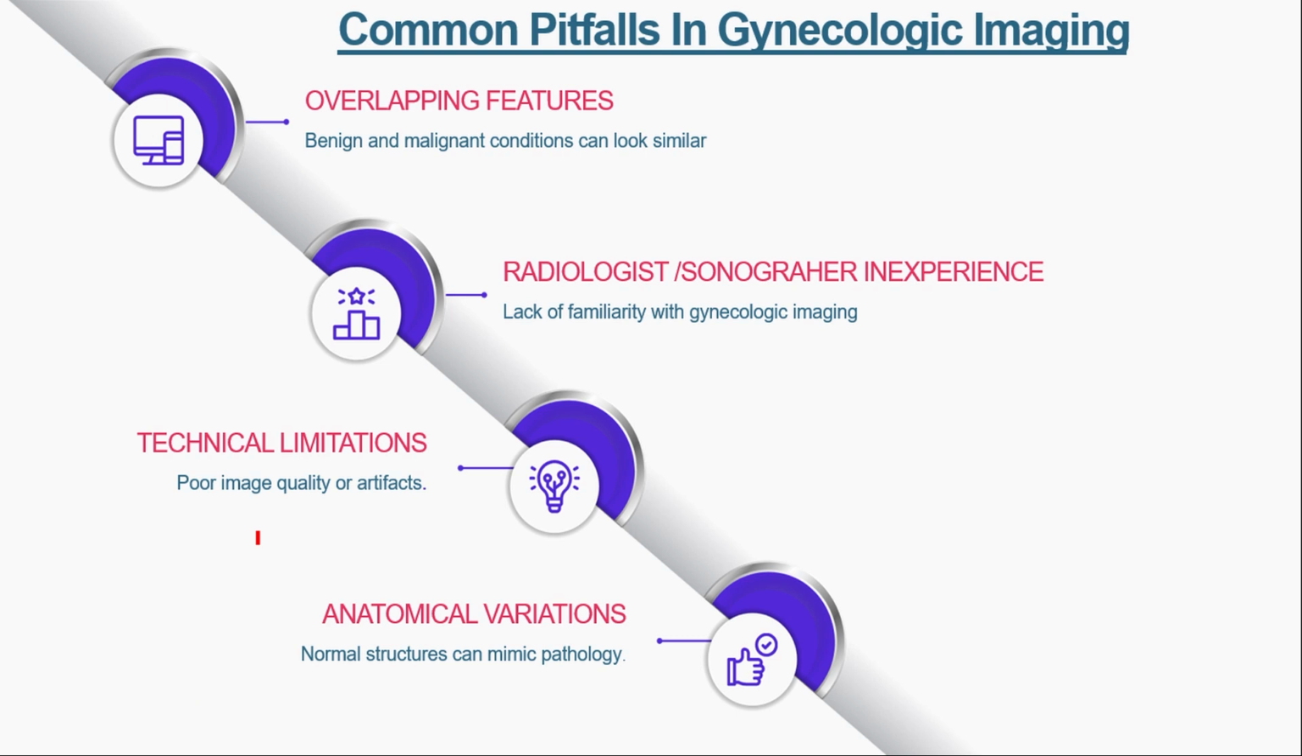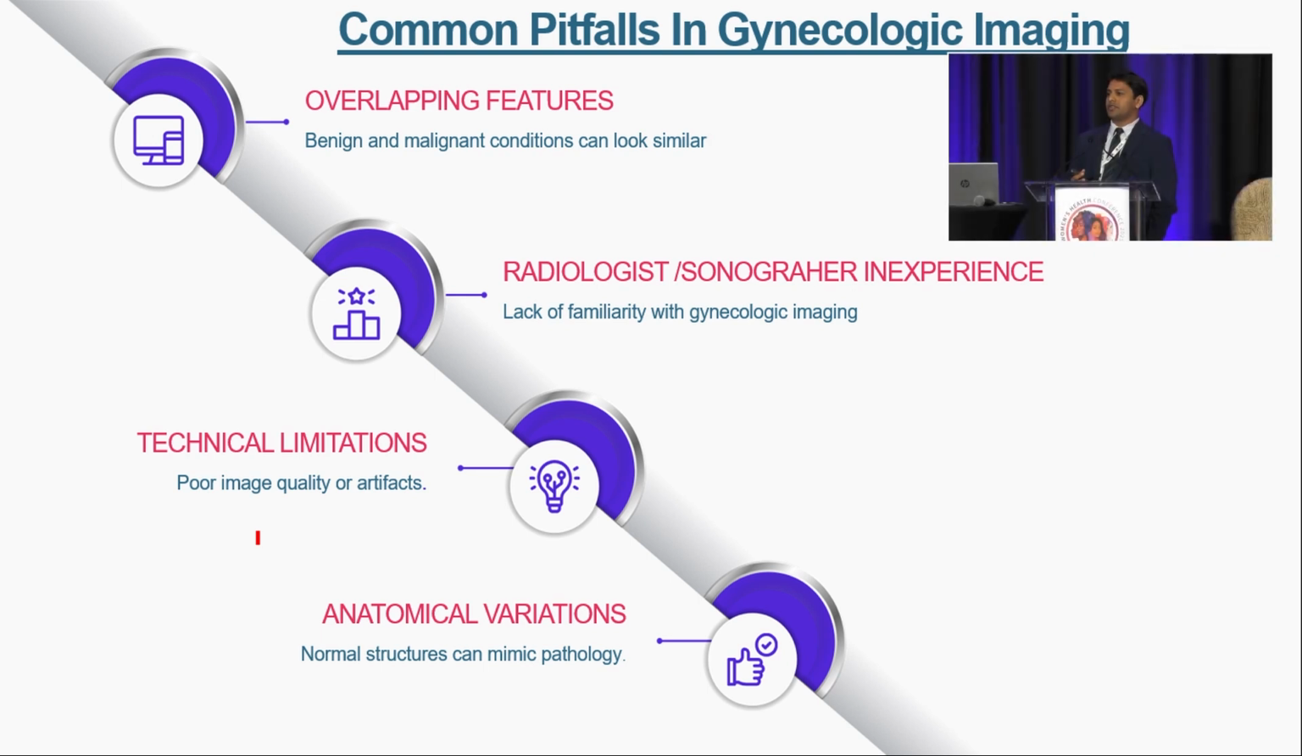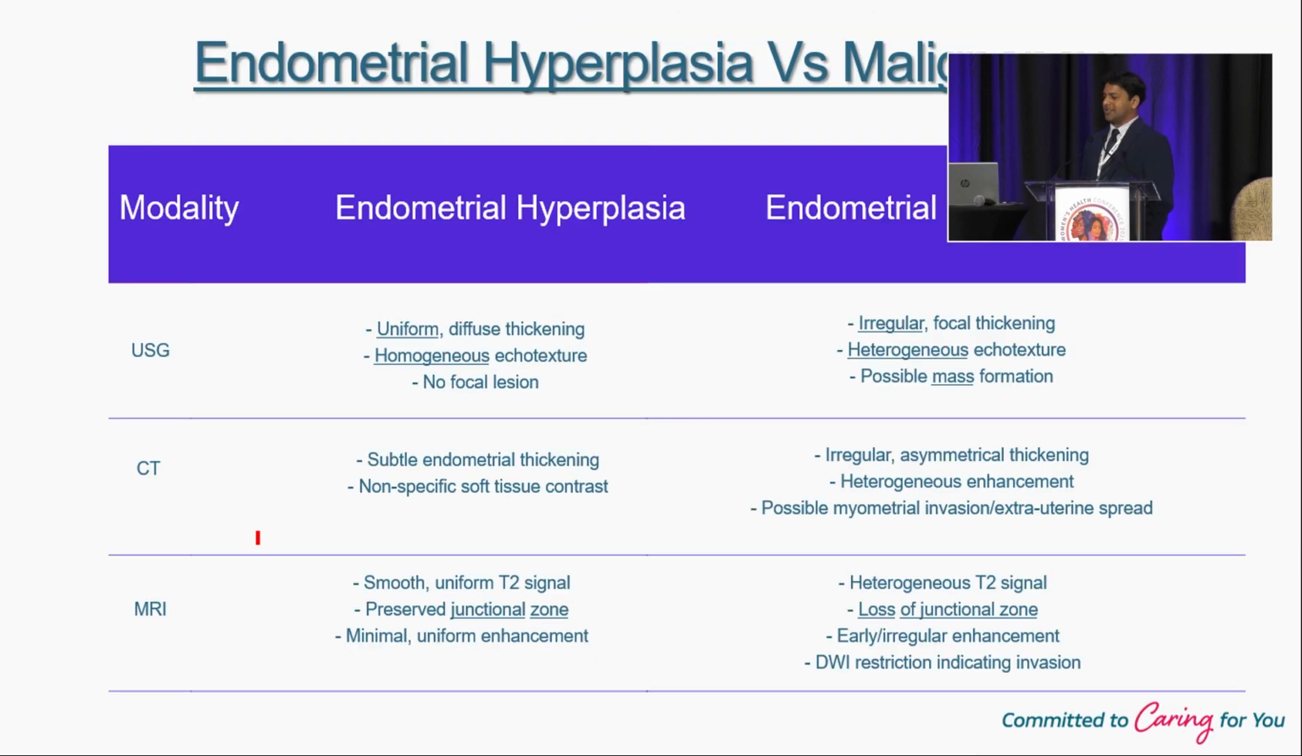And also, if the radiologist or sonographer is not trained in pelvic imaging, this can lead to misdiagnosis as well. There are a lot of technical limitations. If the contrast is not given, if a transvaginal scan is not done, if a proper selection of MRI sequence is not done, that can also lead to misdiagnosis. And you should be aware of anatomical variations as well. Sometimes a small bowel, which is close to the bladder, can look like an ovarian cyst. So you should be aware of all these things.